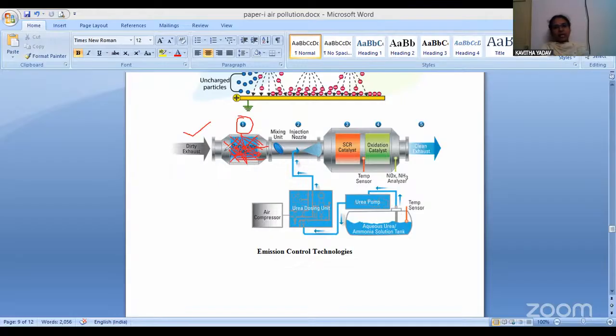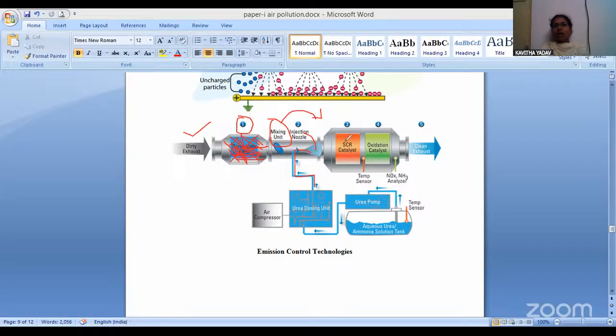When that dirty gas directly enters this one, what will happen? The particulate matter of 2.5 to 10 can be removed by the filters, and the remaining gas directly enters this mixing area. After the mixing, it enters the ingestion nozzle, and this is that ingestion nozzle. In that ingestion nozzle only, we are going to give the catalyst.